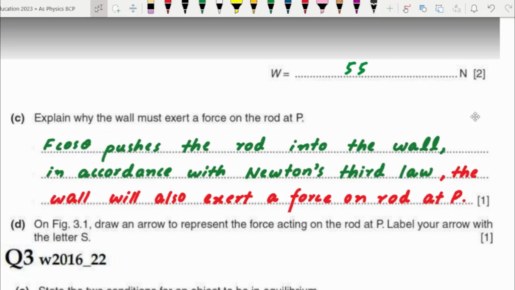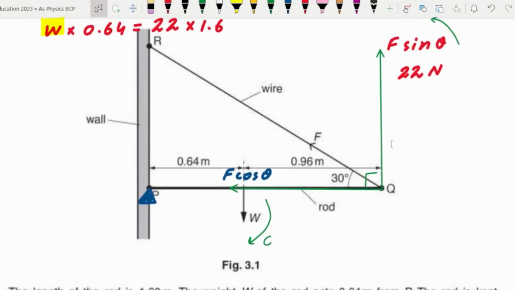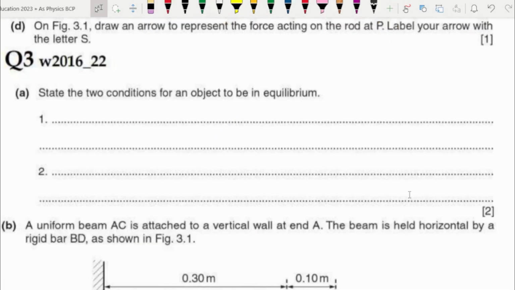Then we have the last one on figure 3.1. Draw an arrow to represent the force acting on the rod at P. Label your arrow with the letter S. Like we explained in this case previously, the force that would be exerted at this point would be directed over here. Okay, so let's move on to the next one.